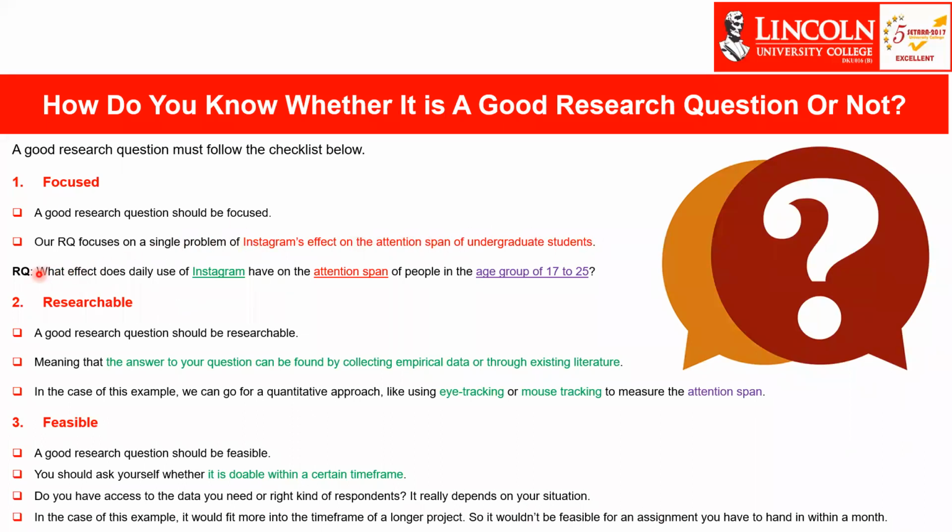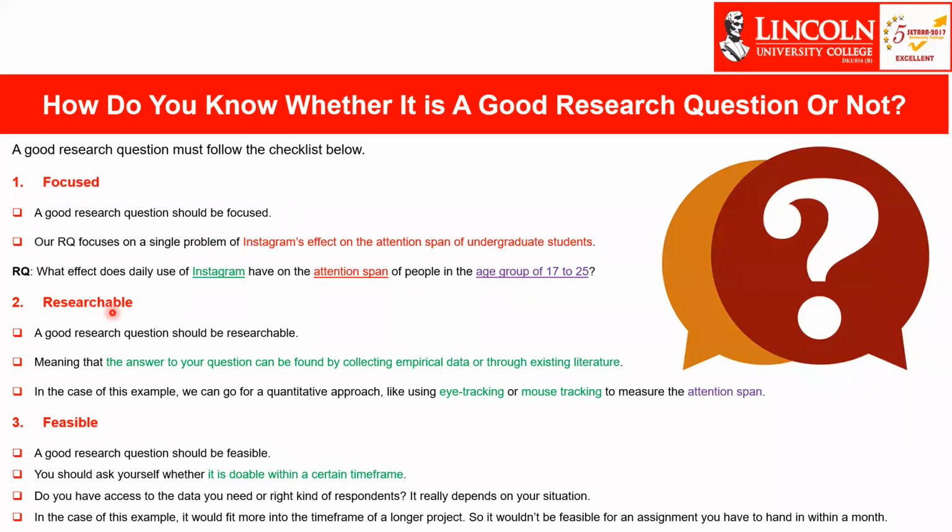So the research question is, what effect does daily use of Instagram, not social media this time around, not Twitter. It can be Twitter, it can be Facebook, it can be whatever, but at least you have to pick one. Have on the attention span, that's another keyword, of people in the age group of 17 to 25, not youths, not undergraduate students, you get, not young people. There's a specific age bracket for our target group. So that is one, it has to be focused.